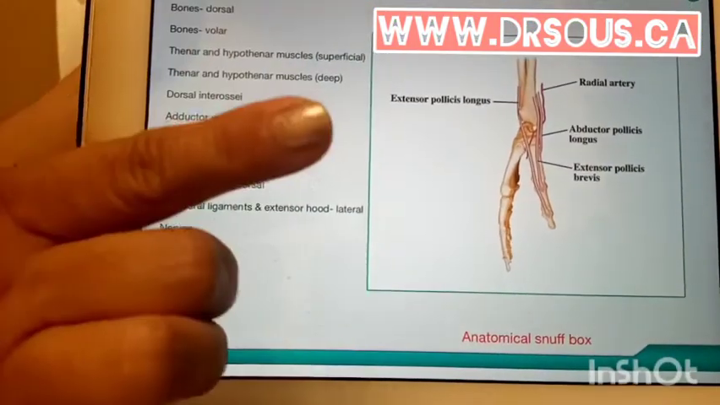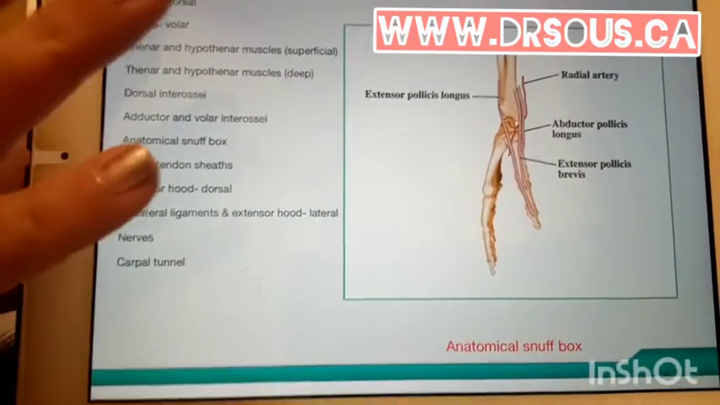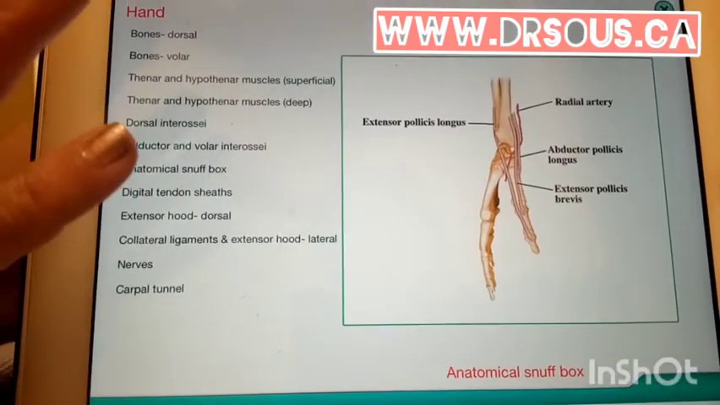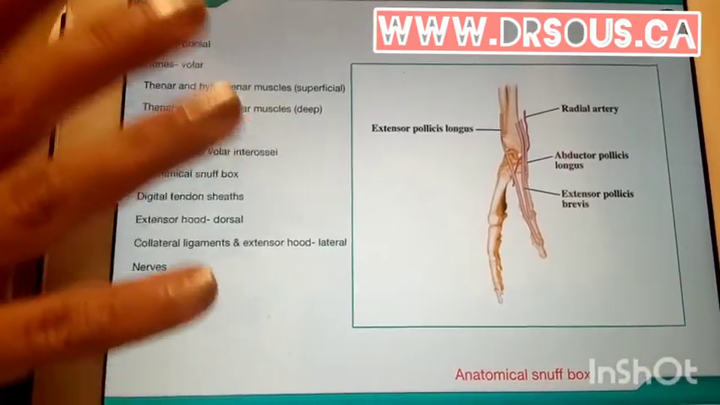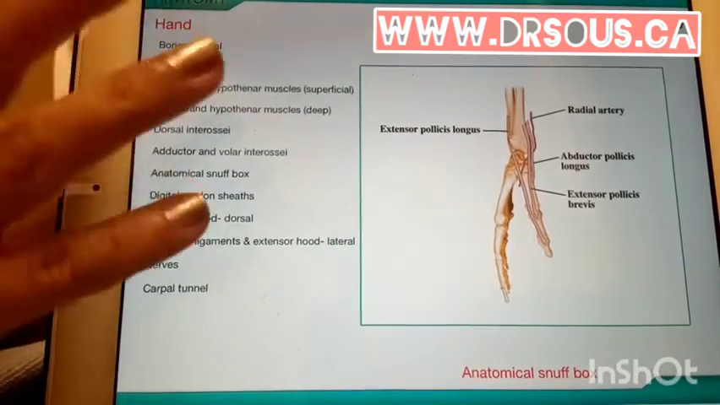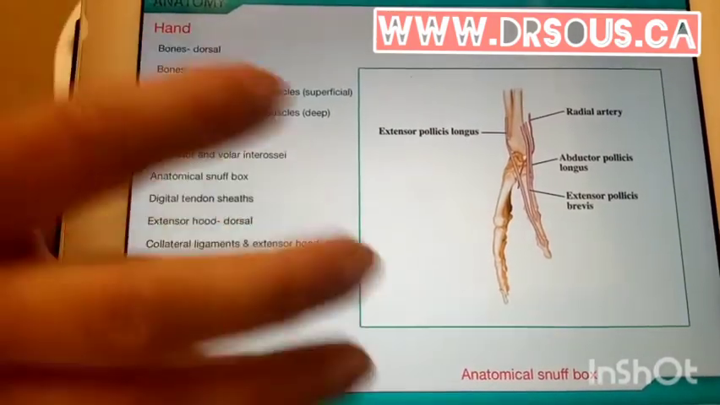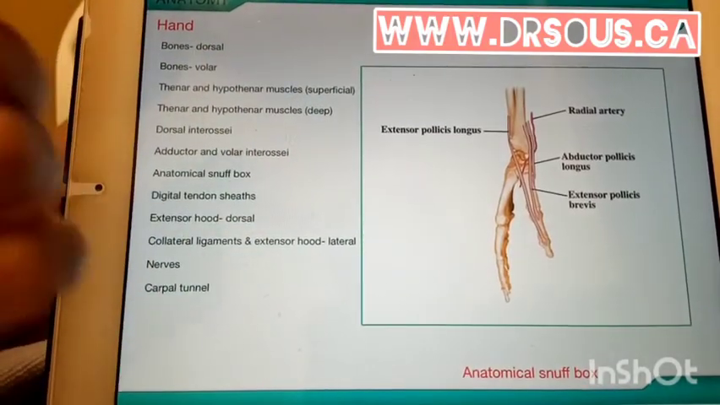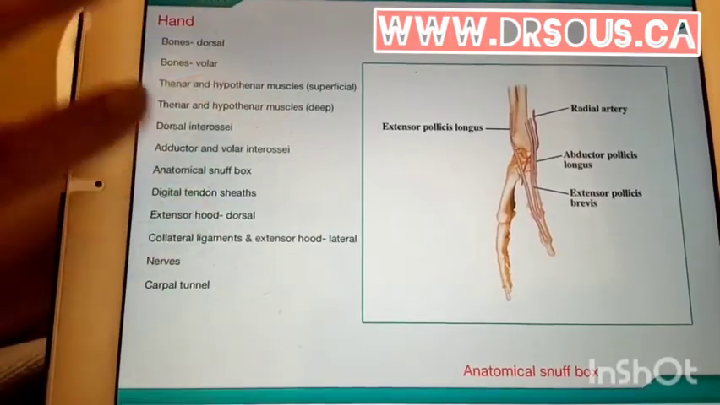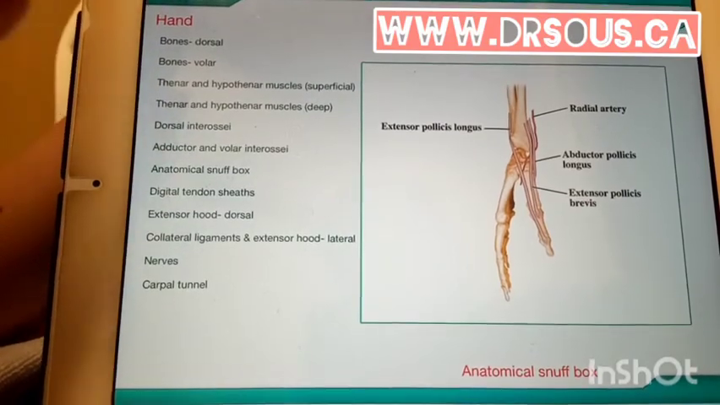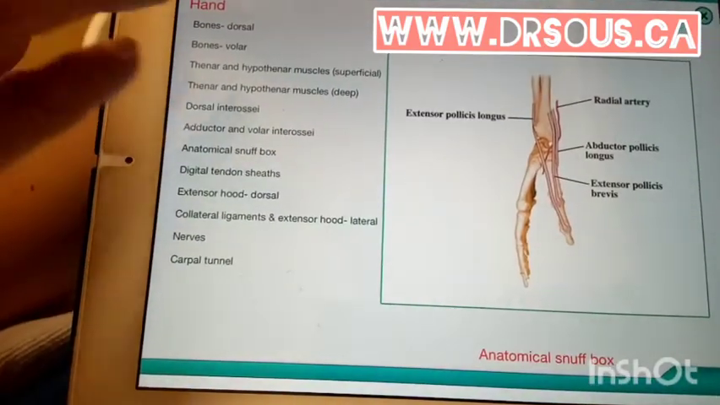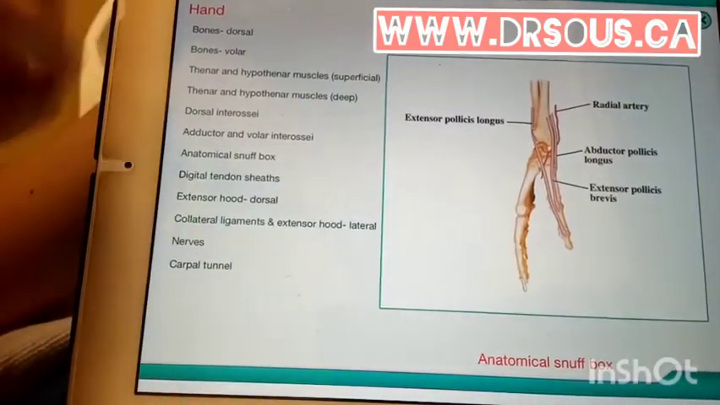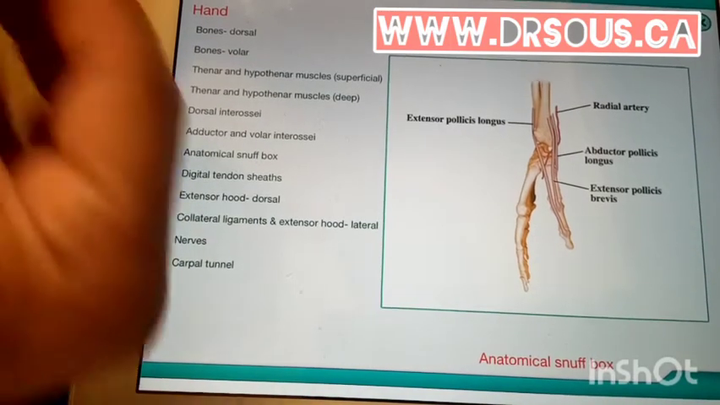Okay, this is important as well. You need to know the names in Latin, because you are going to understand what is longus, what is brevis. Longus, longer. Brevis, short. So you have to know that. If you recognize the names in Latin, the medical terminology, very well, when you put them together, you are going to understand what you're talking about.